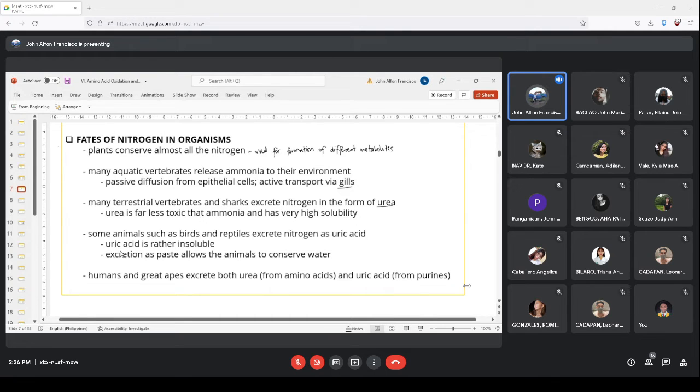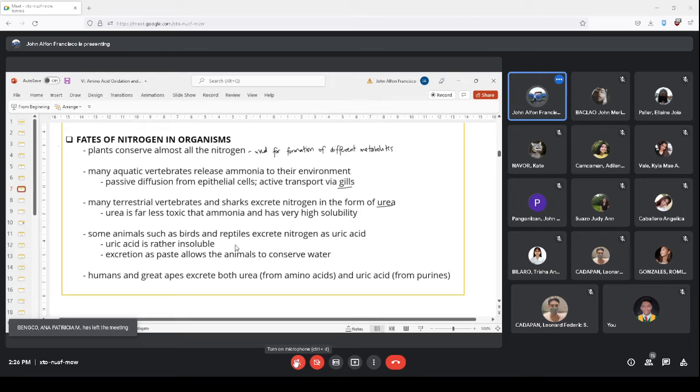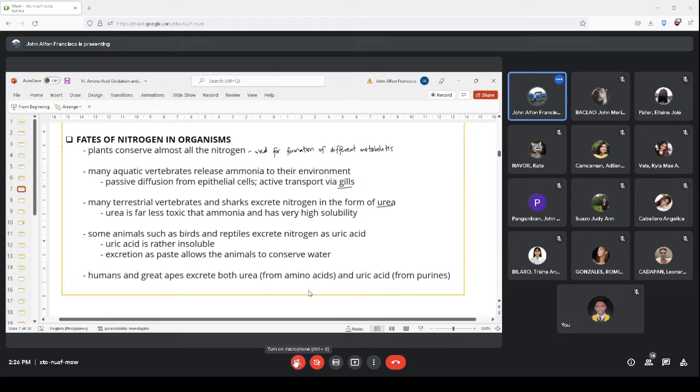Okay? Some animals, such as birds and reptiles, excrete nitrogen as uric acid. Uric acid is rather insoluble. Excretion as paste allows the animal to conserve water. Kaya yung mga birds and reptiles, if you can see their feces, mostly ay parang paste form since ang uric acid is insoluble, and they need to conserve water, kaya ganun yung mga feces nila. Humans and great apes excrete both urea and uric acid from purines. So yung purines, ito ay from your DNA or RNA, mga nucleic acids. Okay?